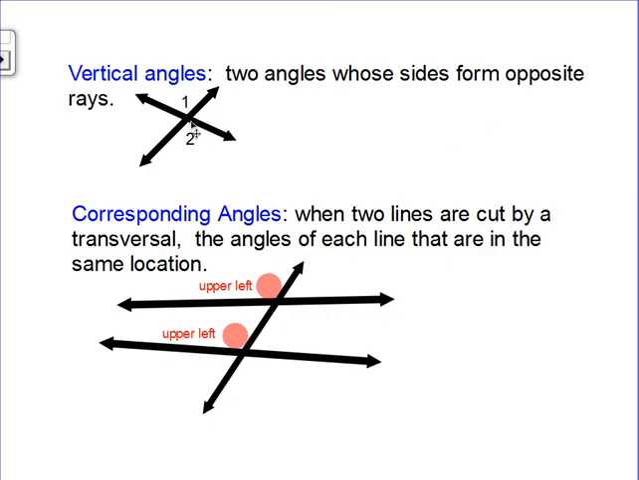Alright, we already know what vertical angles are, two angles whose sides form opposite rays. We always have kind of described them as angles that are across from each other, and we know that those have equal measure. We've also talked about corresponding angles. When two lines are cut by a transversal, they are the angles of each line that are in the same location. So these are both in the upper left, they would be corresponding angles, and one of the things we talked about was if they have the same measure, then the lines are parallel.